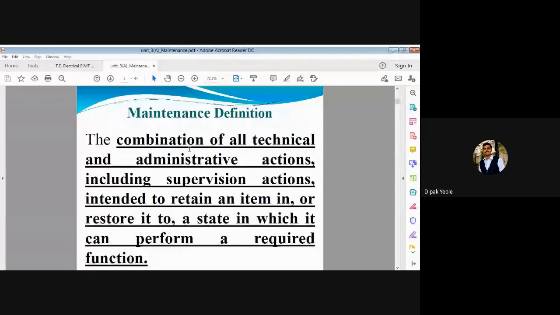definition, which is used widely around, you can say, every country follows this definition. It is a combination of all technical, administrative, including supervision actions intended to retain an item in or restore it to a state in which it can perform a required function.